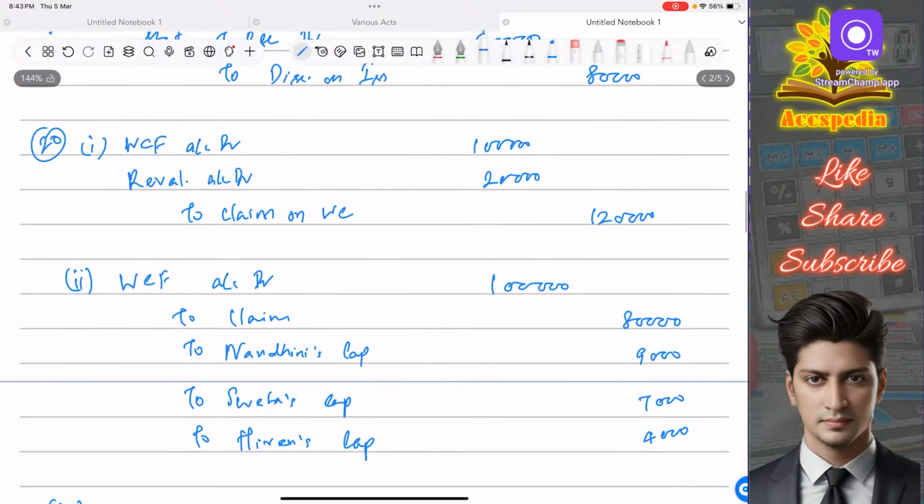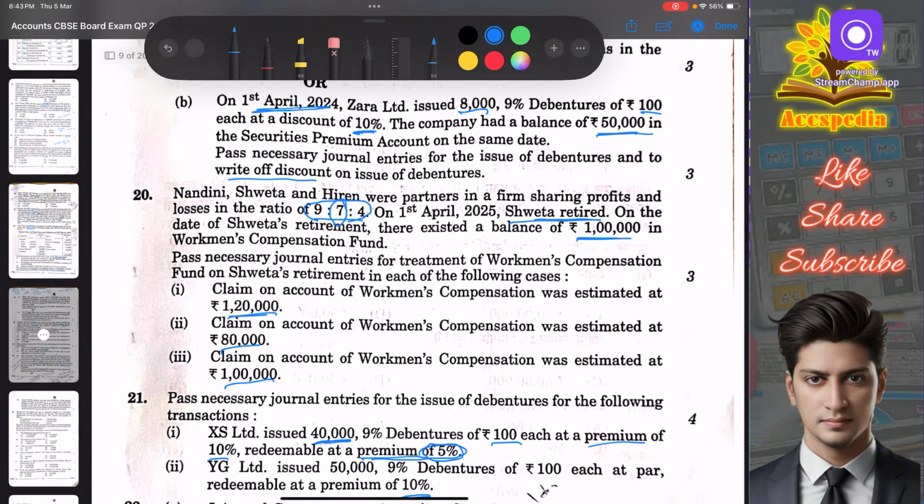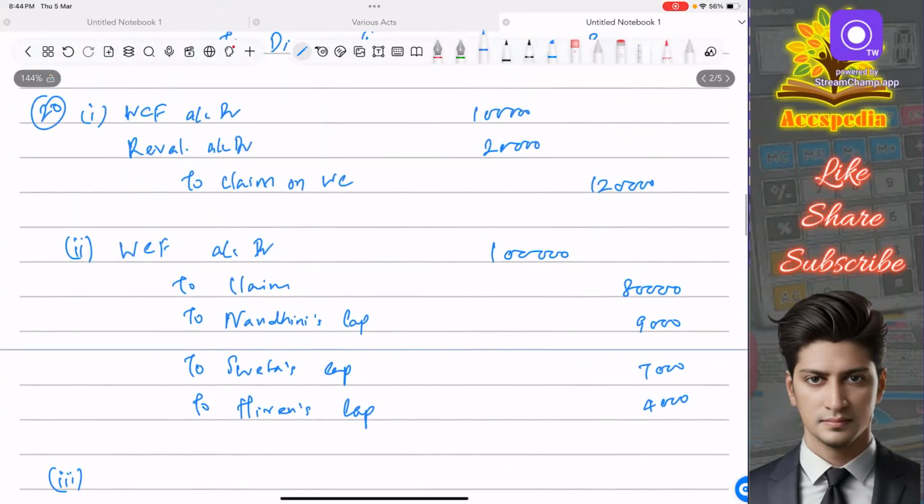Then after that, question number 20. We have workmen compensation fund of 1 lakh. In case 1 we have a claim of 1.20 lakh, an excess claim. In case 2 we have a lesser claim of 80,000 only. In case 3 exactly a 1 lakh claim. So 3 entries I have already passed.